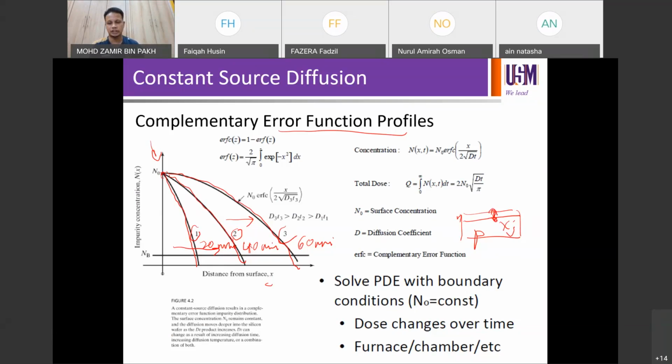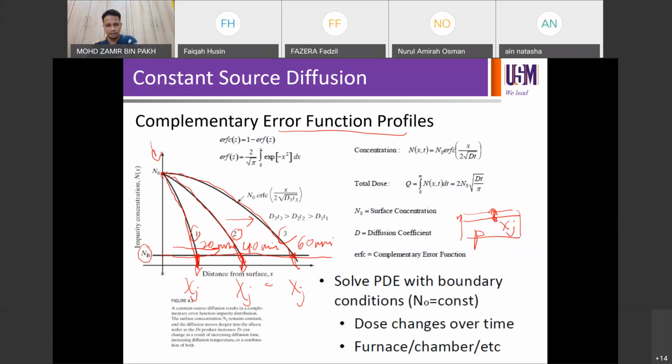Junction depth will be given by the intersection between your dopant profile and the background concentration. Background concentration is NB, which is given by this horizontal line. If you look at the 20 minutes process, your junction depth will be given at this intersection. You go down to the x-axis, so this is your xj for 20 minutes. For the 40 minutes process, this is the intersection, so this will be your xj for 40 minutes. This will be your xj for 60 minutes. So the longer the process time, the deeper the junction is.